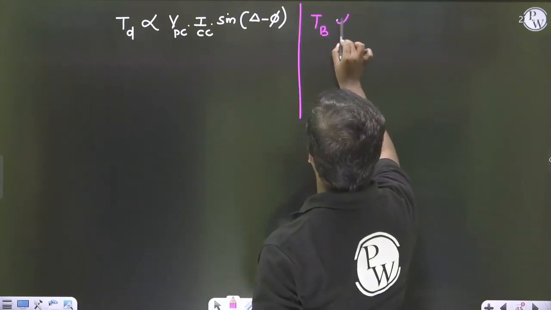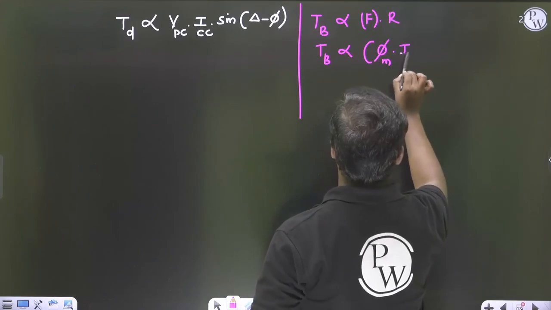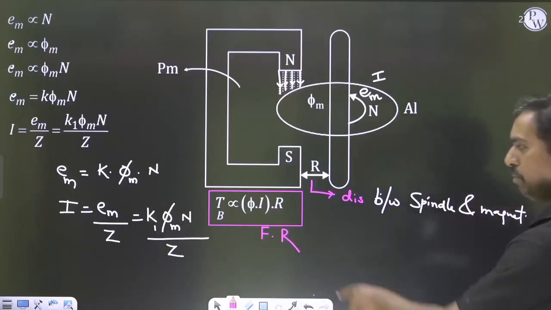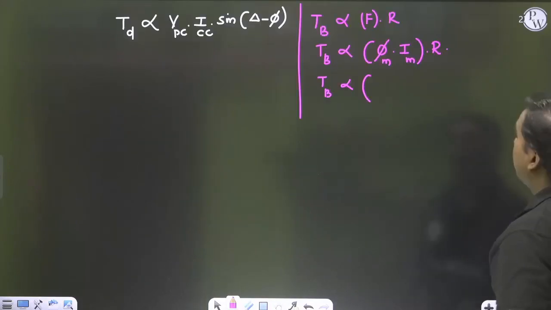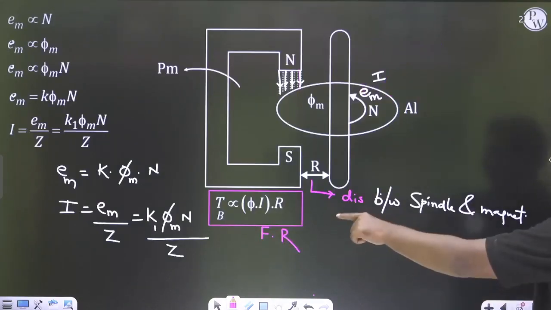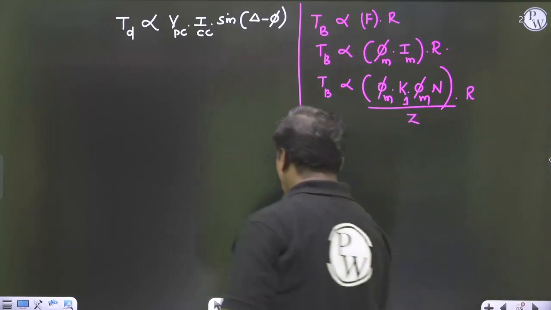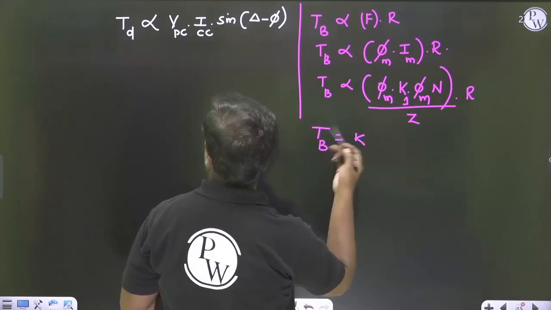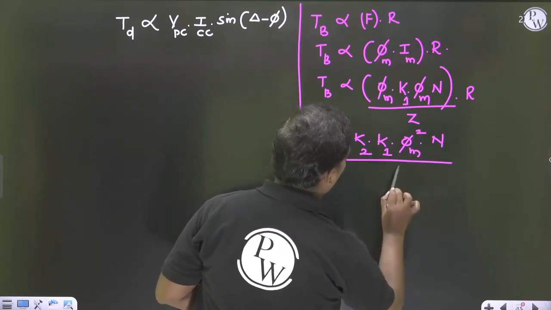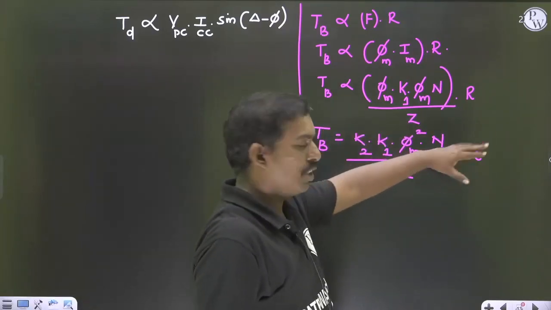The braking torque is proportional to force into radius. The force means here I can take the flux into current into radius, phi m into I m. What is the I m? We got K1 phi m n by z. So this is phi m, this is K1 phi m n by z, into R. If I remove this proportionality, I am going to get one more constant. Let us take K2. So K1 K2 phi m square n by z into R is the braking torque.